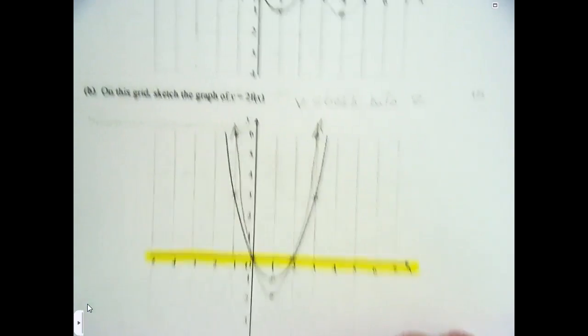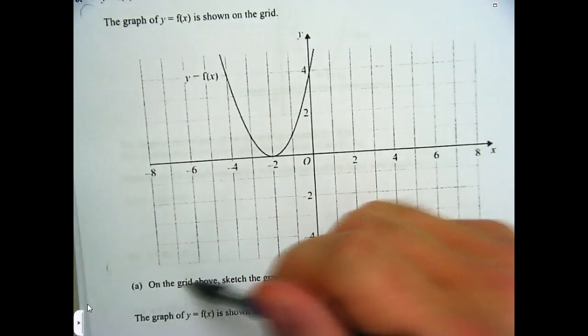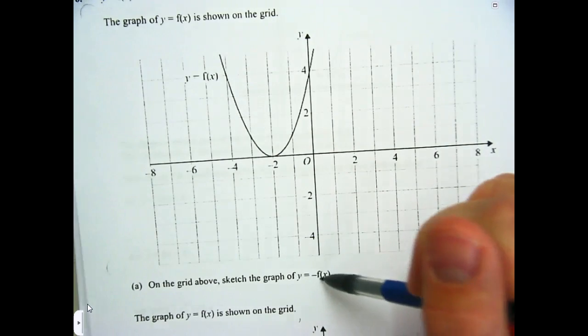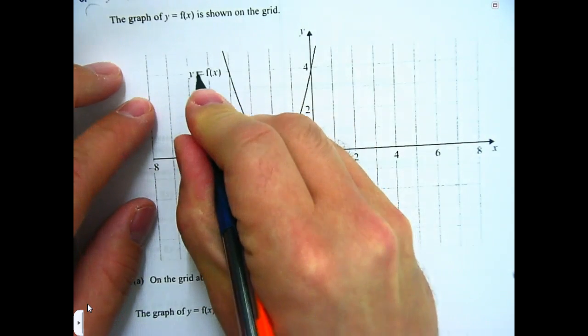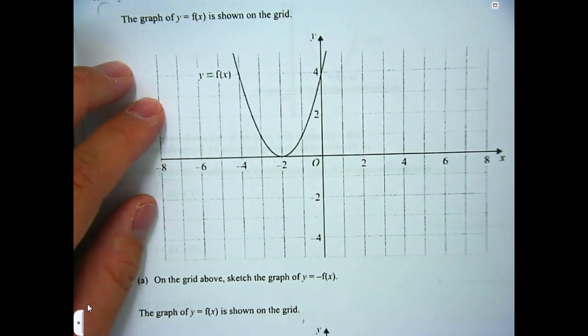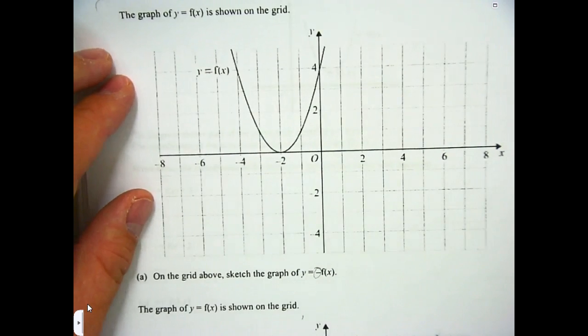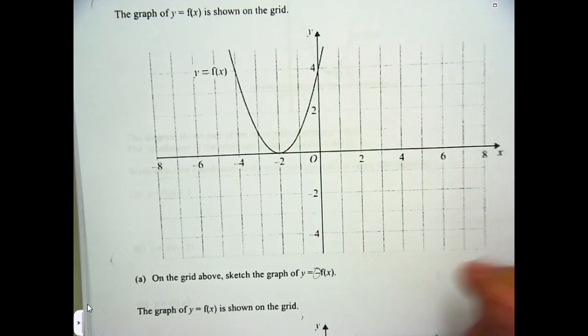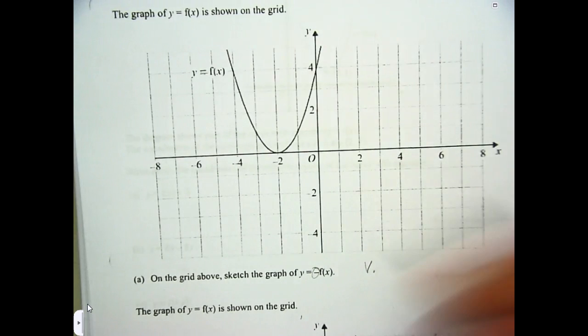Next page. The graph of f of x is shown. All right. On the grid above, sketch the graph of y equals negative f of x. This almost looks like negative f of x. That says equals f of x. Okay, we want negative f of x, which means this is a negative on the outside. So is it vertical or horizontal? Vertical. And what does the negative mean?